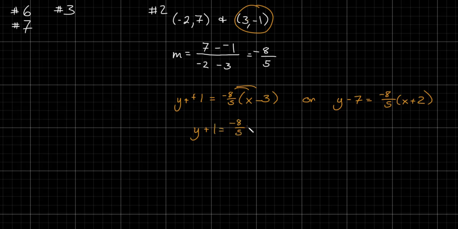Negative 8/5 x. What's negative 8 times negative 3? 24 over 5. And then I'm going to subtract 1 from each side. I'm going to do minus 1 here. Is there a better way I could write 1 on this side? 5/5 is a good choice. And it means that regardless of which point you used, if you went to slope-intercept, we should have negative 8/5 x plus 19/5. And we're done.